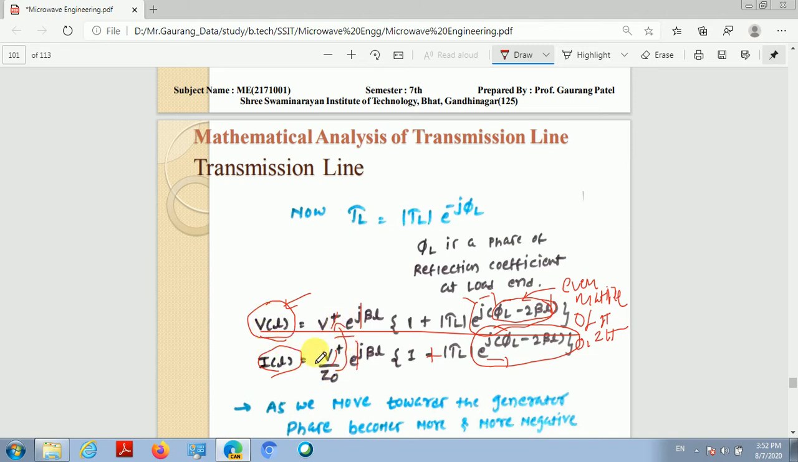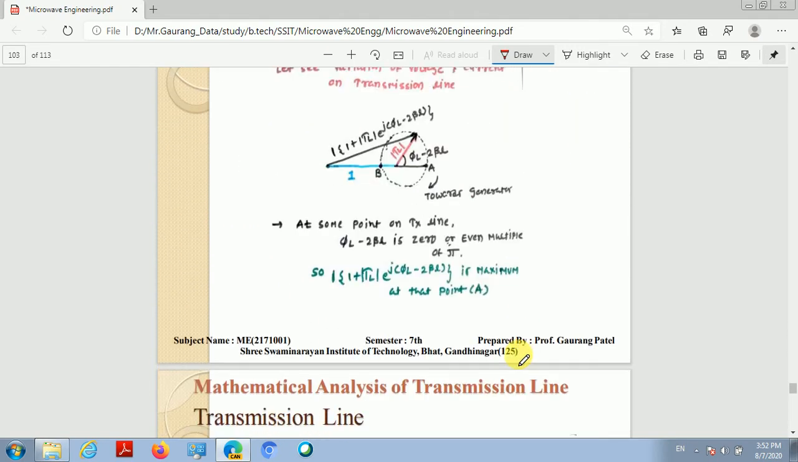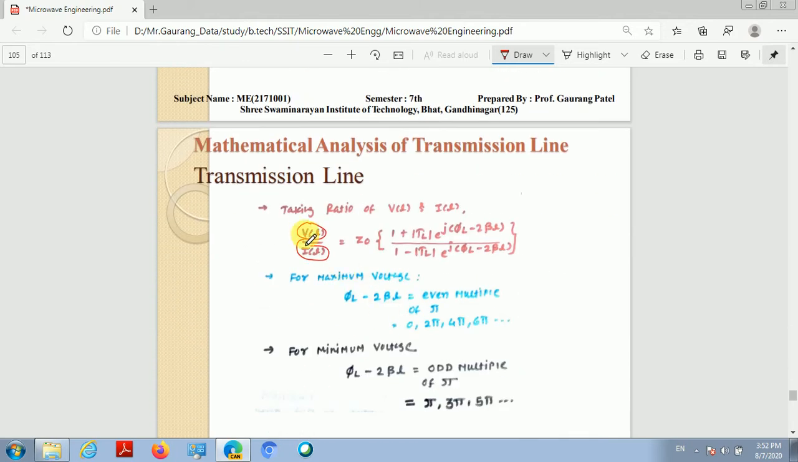So this ratio will become Z0 (1 plus mod gamma L e raised to j phi L minus 2 times beta L) divided by (1 minus mod gamma L e raised to j phi L minus 2 times beta L). So this is the ratio of voltage and current at any location, and this is nothing but the impedance on the transmission line. So basically this represents the impedance on the transmission line.